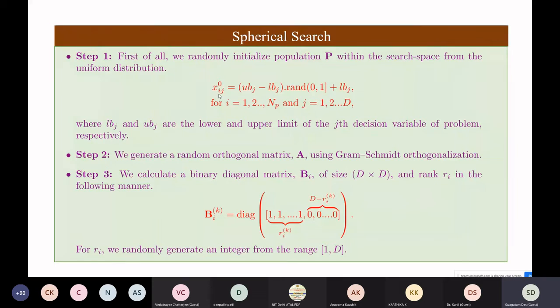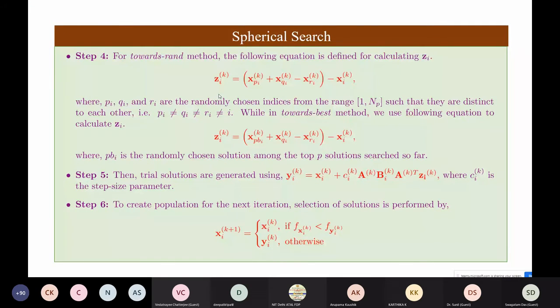So that is A. Now we calculate another binary diagonal matrix Bi of size D cross D. And this matrix has a rank Ri if in the diagonal vector there are Ri 1s and D minus Ri 0s consecutive. So this Ri is controlling the rank of the diagonal matrix, and it is usually an integer from the range 1 to D. So now, for the towards-rand method, the following equation is defined for calculating Zi.